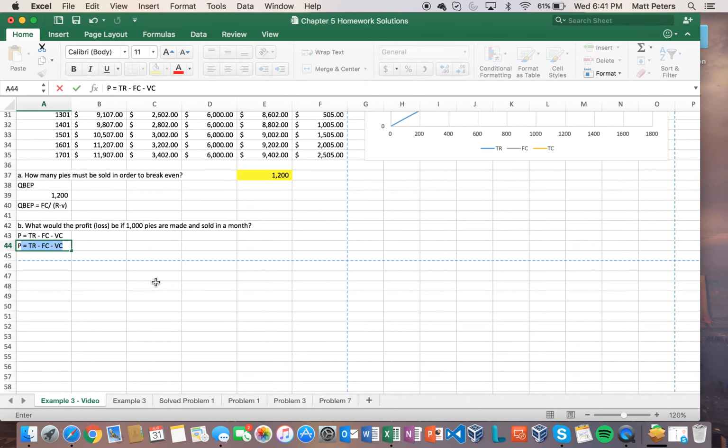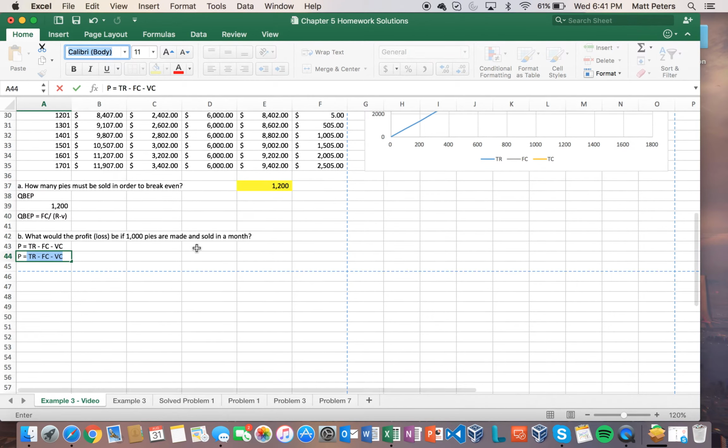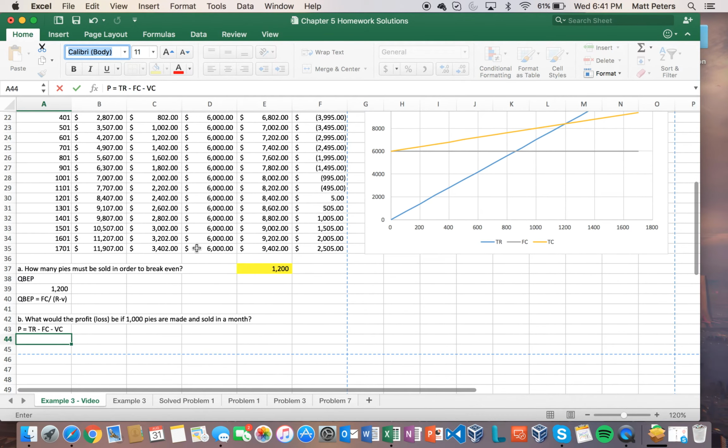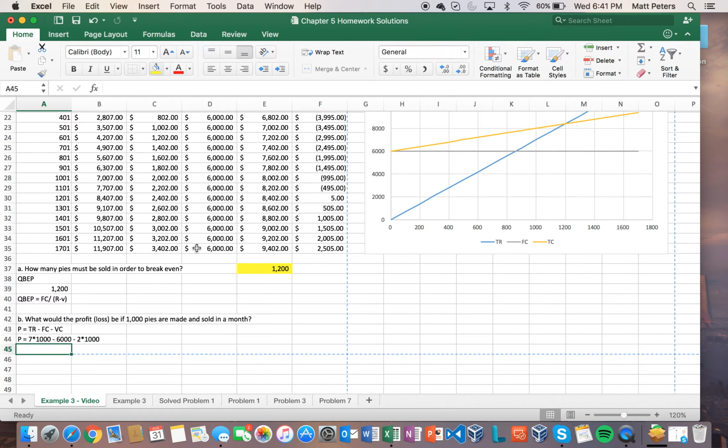So our profit is equal to total revenue, which will be $7 times the 1,000 pies, minus fixed cost, which is always 6,000, minus the variable cost, which is $2 times 1,000. So our profit equals 7,000 minus 6,000 minus 2,000.